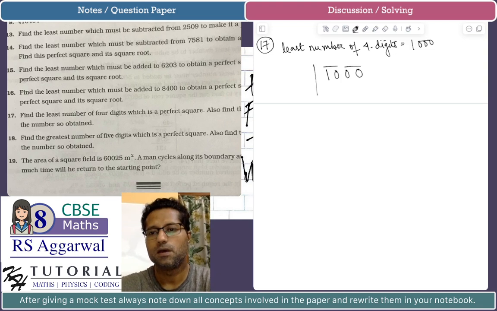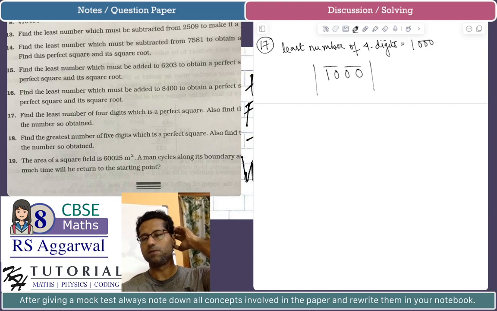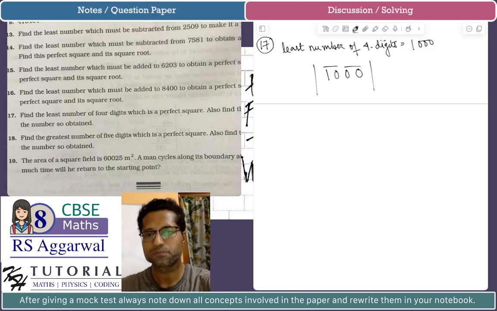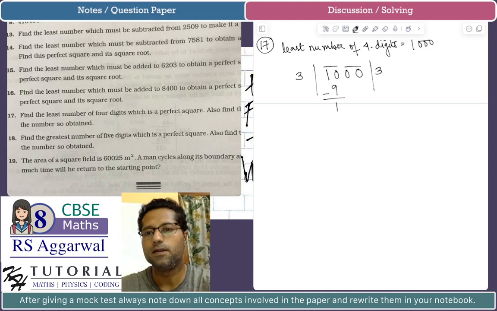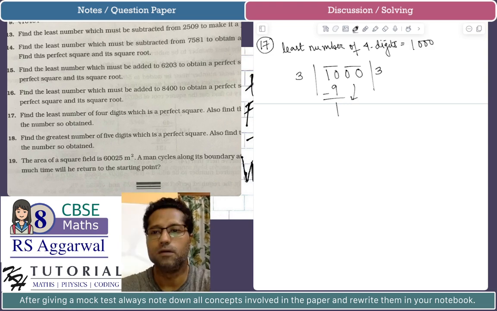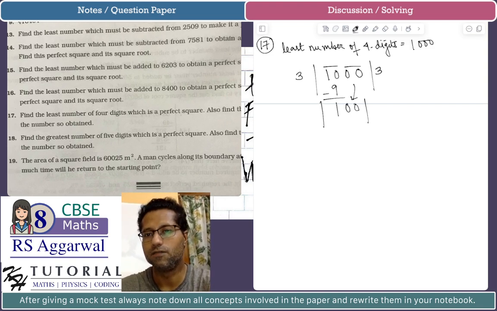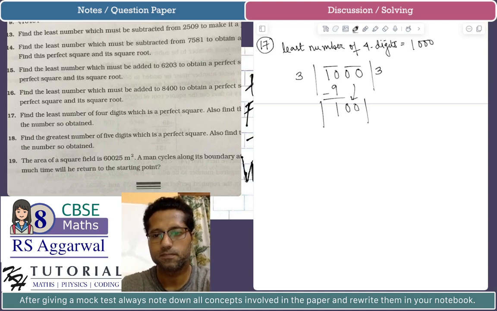The first dividend will be the leftmost period, which is 10. The first divisor will obviously be 3. 3 multiplied by 3 is 9, and we have a remainder 1. We bring down the next period, that is 0, 0. So 100 becomes the new dividend, and the next partial divisor will be the current quotient multiplied by 2, that is 6.